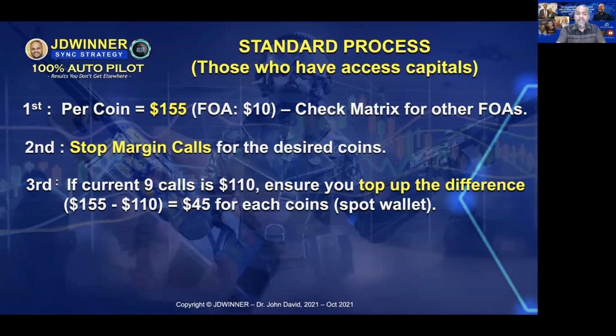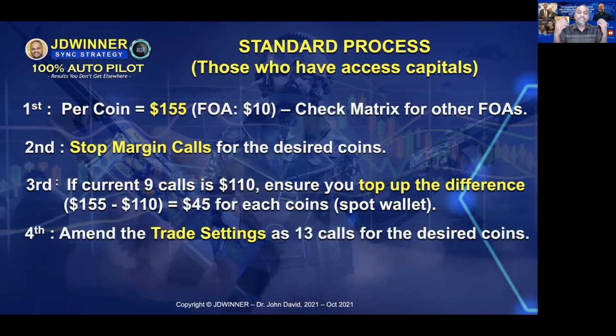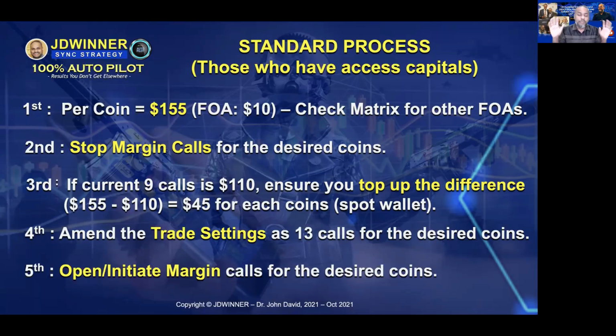Once you have done that, the fourth step will be to amend the trade settings. You need to amend the trade setting as 13 calls for the desired coin. We will go through this trade setting very shortly, and make sure you follow this diligently. You have to do this for each of those coins. Once you have amended the trade settings, remember it is still stop margin call, so while you are doing this, nothing will happen until you reach step 5. Step 5 is where you will start to open or initiate the margin call. The moment you initiate the margin call, you will see the margin call start to open up to 10, 11, 12, and so on.